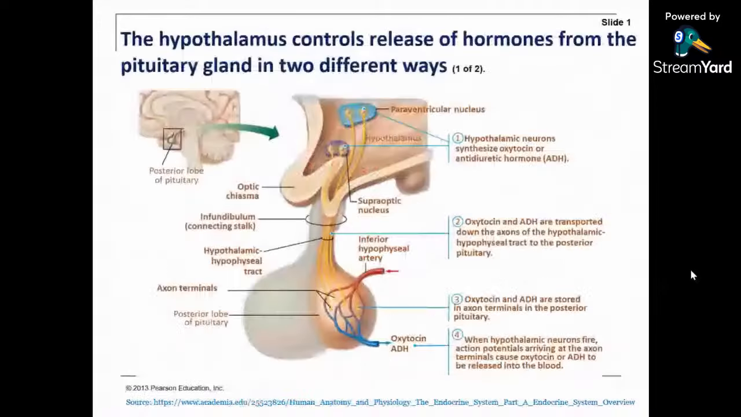Now, the hypothalamus controls release of hormones from the pituitary gland in two different pathways. As I said, the posterior pituitary hormones are synthesized in the hypothalamus, then released through the neuron into the posterior pituitary. The hypothalamic neuron synthesizes oxytocin and antidiuretic hormone, and these are transported down the axons of the hypothalamic-hypophyseal tract to the posterior pituitary. When hypothalamic neurons fire, action potentials arriving at the axon terminals cause oxytocin or ADH to be released into the blood.